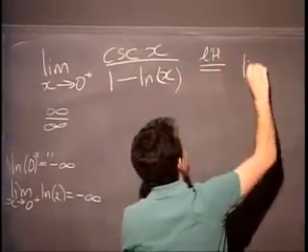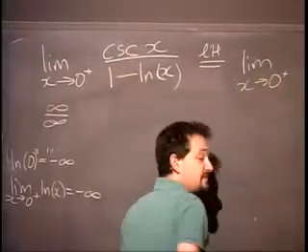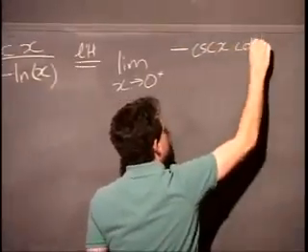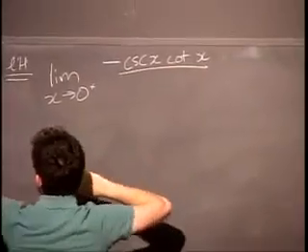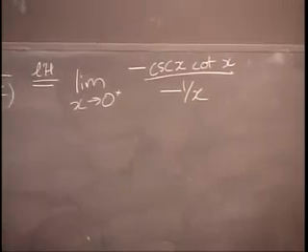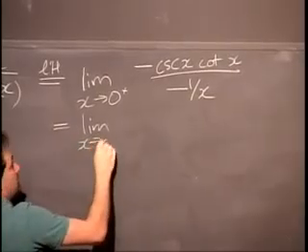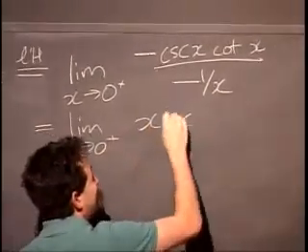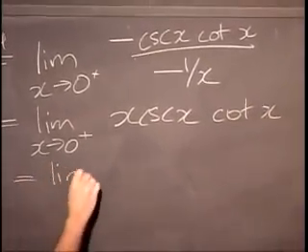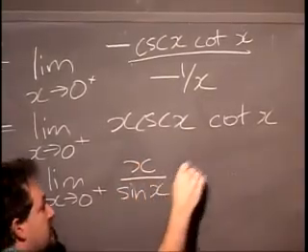So if you do, you just have to differentiate the top and the bottom. What do we get? Well, cosecant, the derivative of that is negative cosecant x cotangent x. And the derivative of 1 is nothing. The derivative of minus log x is minus 1 over x. So if we simplify this a little bit, we get x cosecant x cotangent x. And if we simplify this, I want to write this as follows: x over sine x times 1 over tan x.